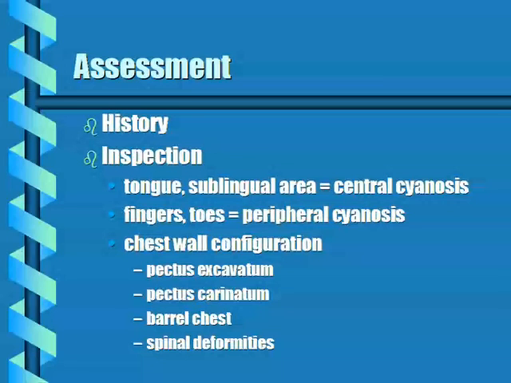Pectus carinatum is a pigeon breast. This is when you have an increase in your anterior-posterior diameter. A barrel chest, think about all your chronic lung patients. Over time, as the air keeps getting trapped in the lungs, the rib cage is not able to return to its norm, its baseline, and so you end up with a barrel chest. And spinal deformities make a big difference, whether you have kyphosis, lordosis, or scoliosis.